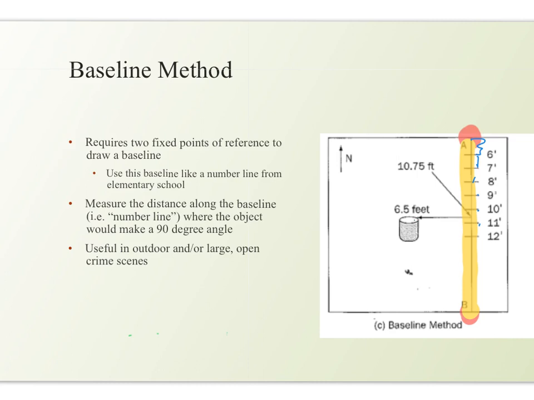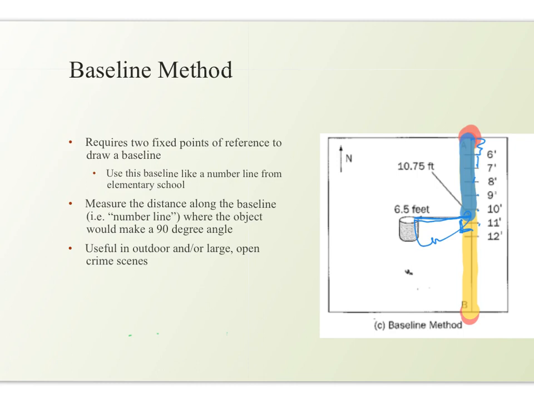What you do is you go from that object to the place on the number line or the baseline where it hits and makes that 90-degree angle. Okay, you measure this distance. This distance here is 6.5 feet. Then you measure the distance along the number line. Oops, let me change colors. Along that number line, and lo and behold, it hits the baseline at 10.75 feet.